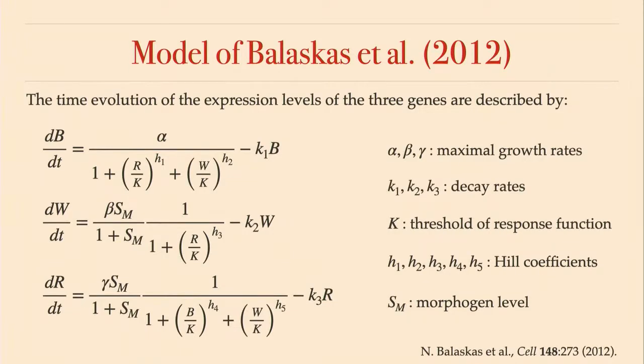And then also, this is the effect of the morphogen, right? The morphogen is going to upregulate the production of W and R. So that's shown over here. And basically it saturates. So when S becomes very large, it saturates to beta and to gamma. In this model, they had just left the morphogen level as a free parameter. So SM is the morphogen level, and they just left that as a parameter.